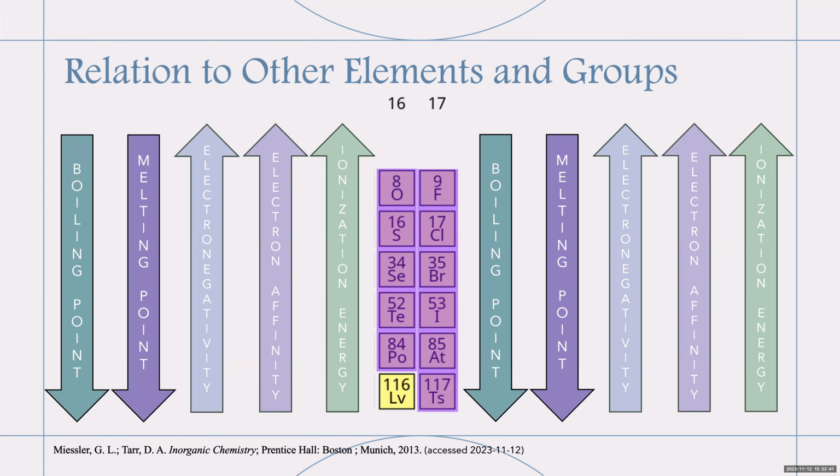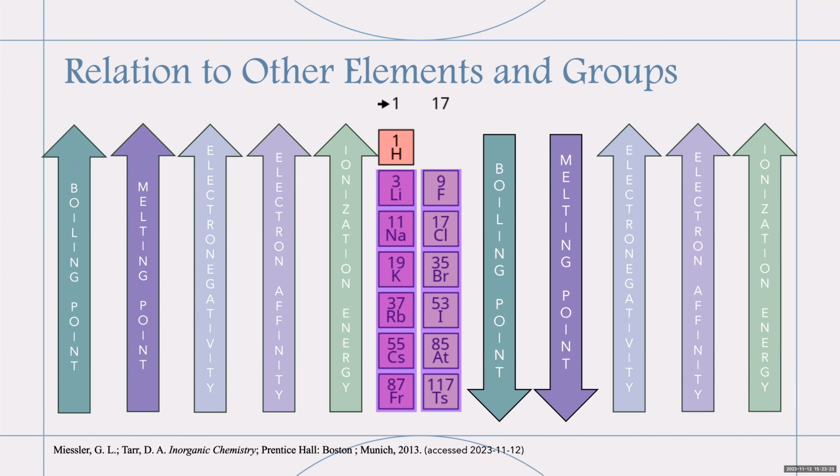When comparing trends of different groups to group 17, we see that closer groups such as group 16 follow some of the same general trends. Here we are only looking at elements highlighted in purple. Group 17 elements have higher ionization energies, electron affinities, and electronegativities than group 16 elements in the same period, following the periodic trends from the previous slide. We can also see that the trends boiling point, melting point, electronegativity, electron affinity, and ionization energy are followed in the same direction by both group 16 and 17.